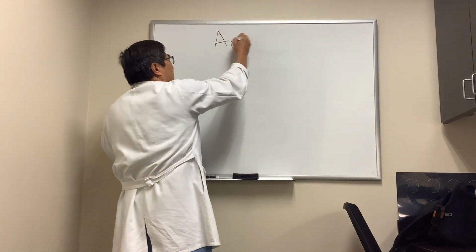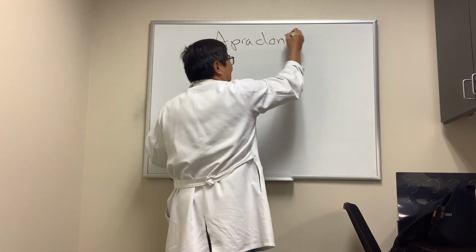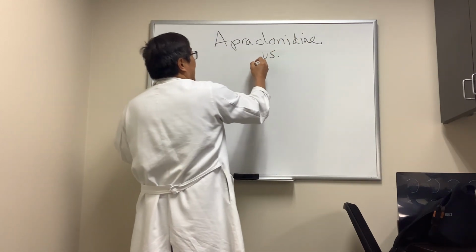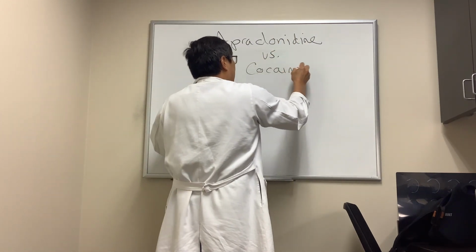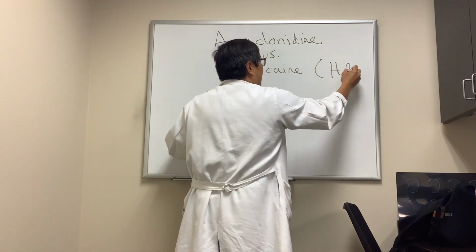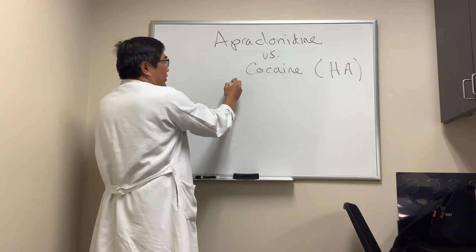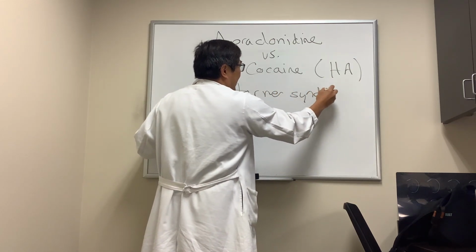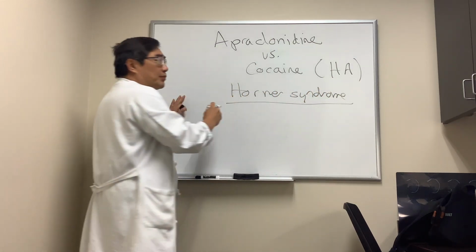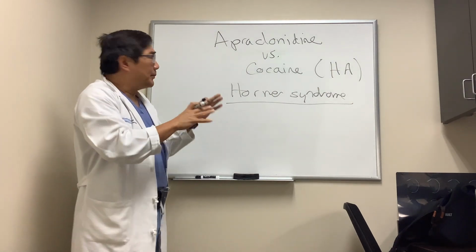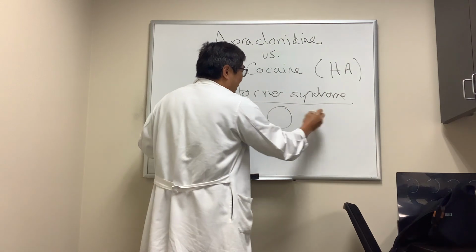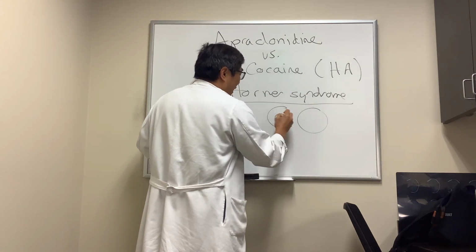So somebody wanted to know about the difference between apraclonidine versus cocaine and also hydroxyamphetamine in the evaluation of the Horner syndrome. And the question is, what happens to the smaller pupil and what happens to the bigger pupil in anisocoria from the Horner syndrome? So as a reminder, when you have the Horner syndrome, you have anisocoria.